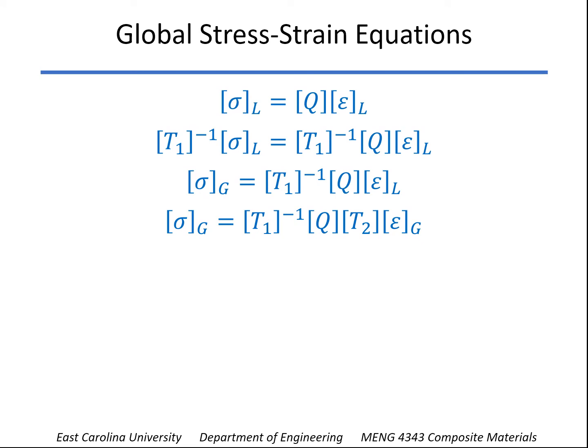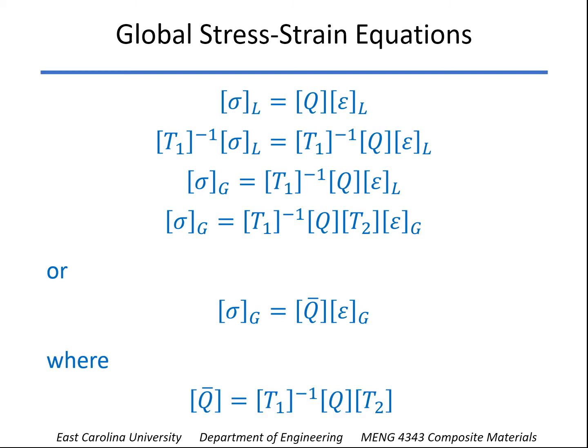And similarly, the local strains are equal to T2 times the global strains. So now what we have are the global stresses on the left, the global strains on the right, and so what's in between there we now call the Q bar matrix that has those transformed terms in it. And again, there's the definition of the Q bar matrix, T1 inverse times the Q matrix times T2.